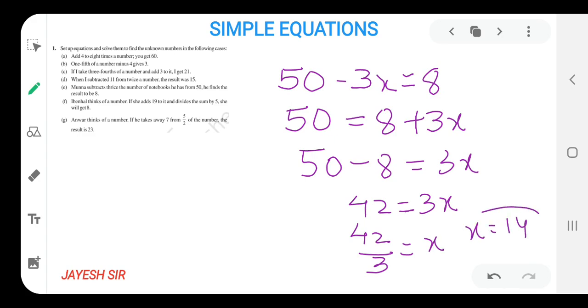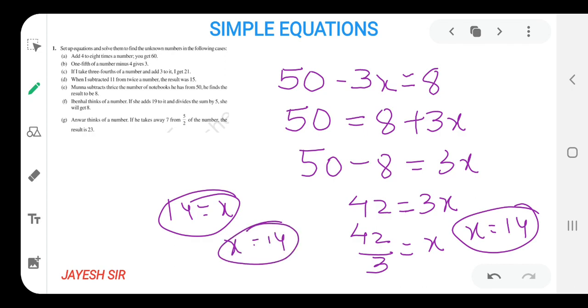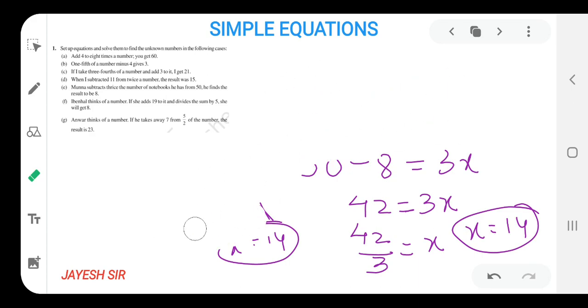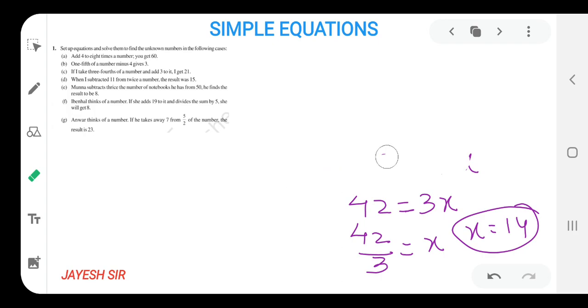So I hope you all might be getting it, friends. Either you write 14 equals x or x equals 14. Both indicate the same value, so no need to worry. Both imply the value of x as 14 only. So let us begin with the next sum for the day, that is sum number 6.